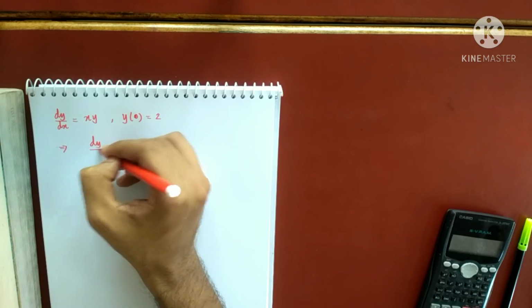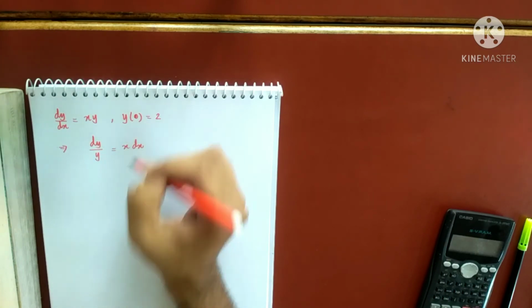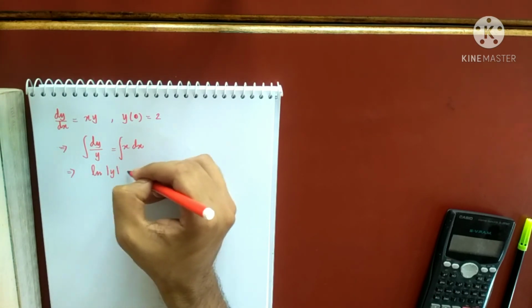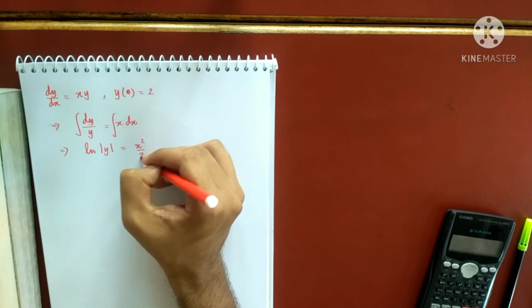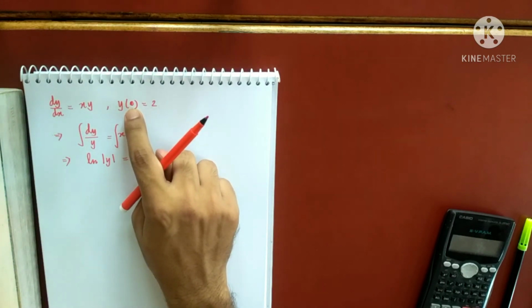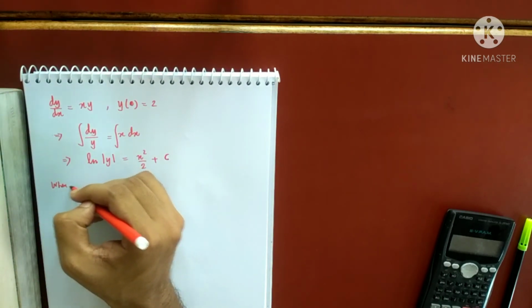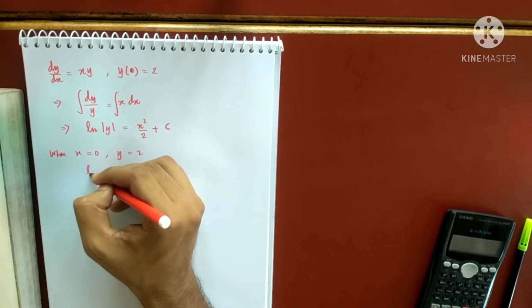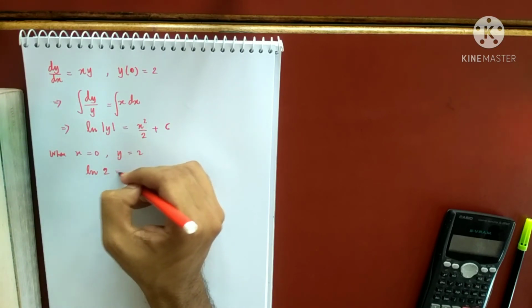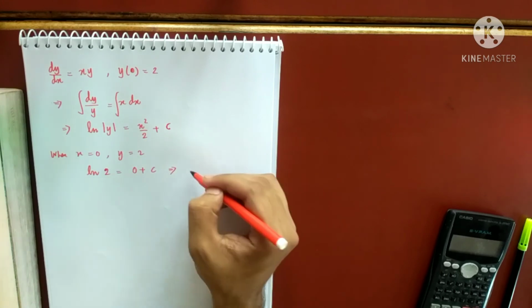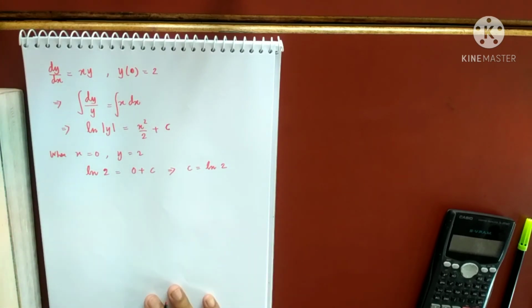So this is dy by y equals x dx. Integrating, this is log y. So ln |y| equals the integration of x, which is x square by 2, plus some integrating constant. So how to determine this constant c? By putting in the condition: when x equals 0, y equals 2. So put the value of y as 2: ln |2| equals 0 square by 2, which is nothing but 0, plus c. So what is the value of c we are getting? ln 2.